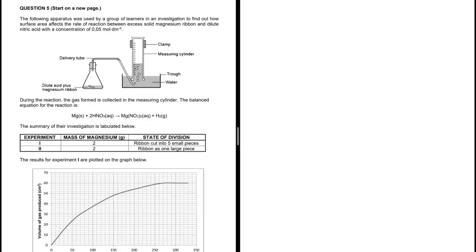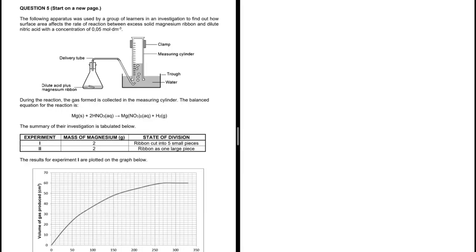We have experiment 1 and experiment 2, where the mass of magnesium is the same. What is different is the state of division, as we are investigating the effect of surface area. The results for experiment 1 are plotted on the graph below. We can clearly see the graph here where the results are plotted. On the x-axis we have the time, and on the y-axis we have the volume of gas produced. Okay, let's take a look at our questions.